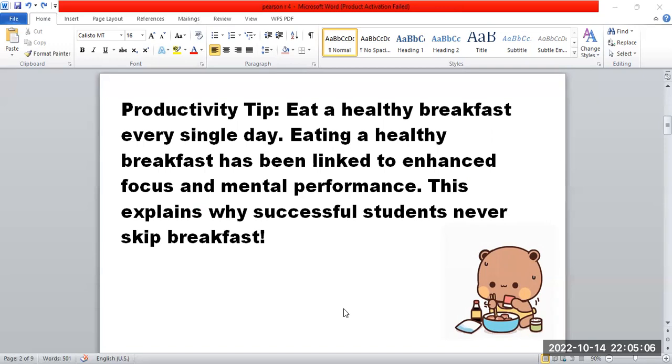Productivity tip: eat a healthy breakfast every single day. Eating a healthy breakfast has been linked to enhanced focus and mental performance. This explains why successful students never skip breakfast. Always remember that the breakfast is the most important meal of the day, because you cannot learn properly, daw, if you don't take your breakfast. Pag walang laman ang tiyan, mahirap din na intindihin ang lessons. So also, don't forget to drink your water. Stay hydrated.